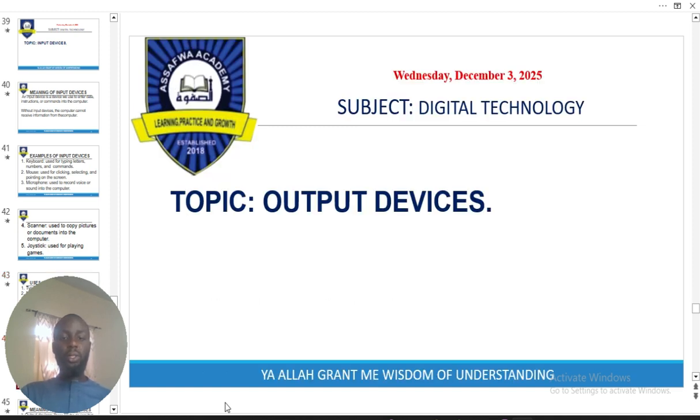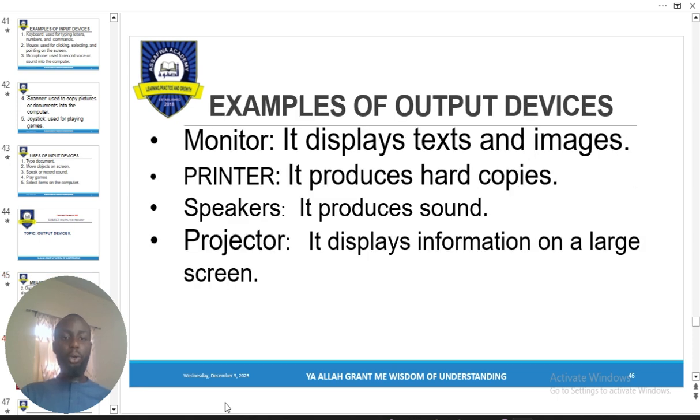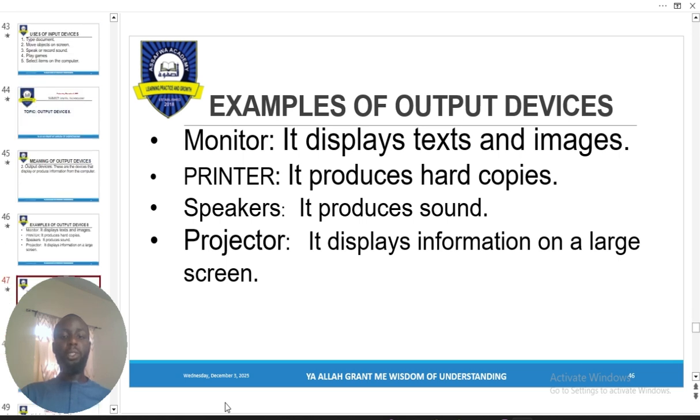Then going to the next topic, we have the output devices, which are devices that display or produce information from the computer. Examples of output devices. The first one, we have the monitor, which displays text and images. Then we have the printer, which produces hard copies. Then we have the speaker, which produces sound. Then we have the projector, which displays information on a large screen.